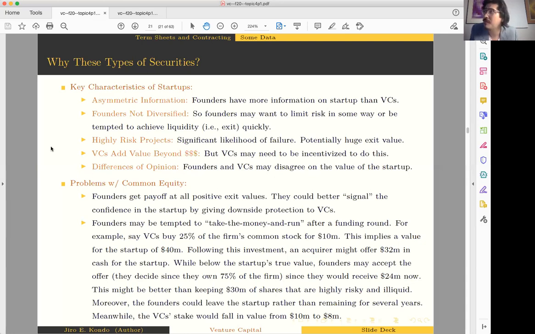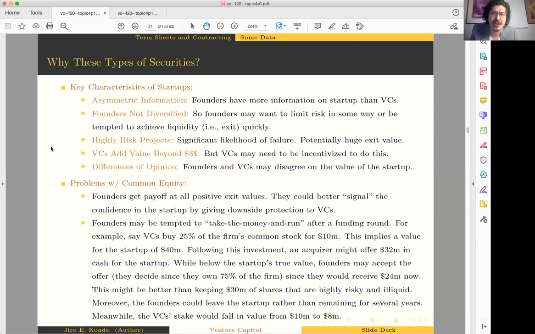Go ahead, yes? Would you say that the amount of information a VC has relative to a startup changes when you look at early stage versus late stage, because in many cases for like... Sure, I think the asymmetric information gap narrows. So I think that's true. So anyway, but that's one feature.